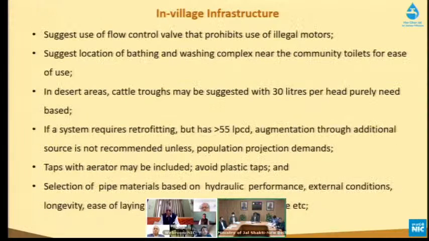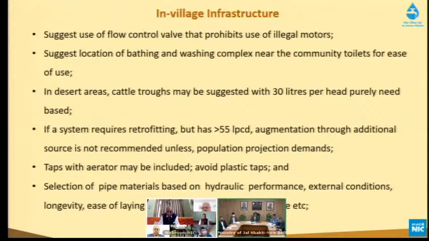Some of the states like Telangana and Tamil Nadu are now using flow control valves that restrict the flow to about 5 liters per minute. We have issued an advisory in the month of July requesting all states to adopt this. Kindly adopt flow control valves between your ferrule and the supply. And we also suggest that the bathing and washing complex be located nearer the community toilet, so that ease of use is there, instead of locating them at different places.